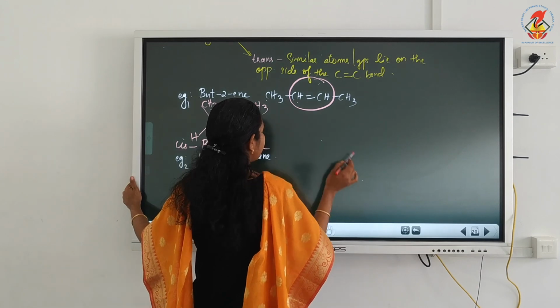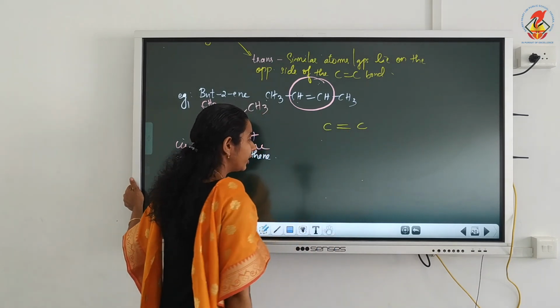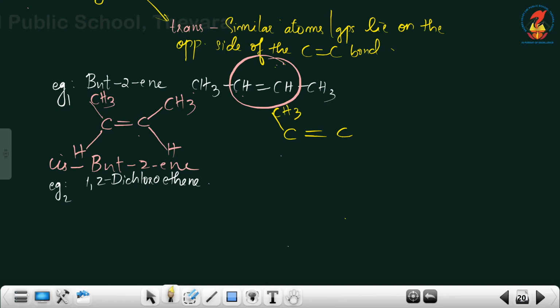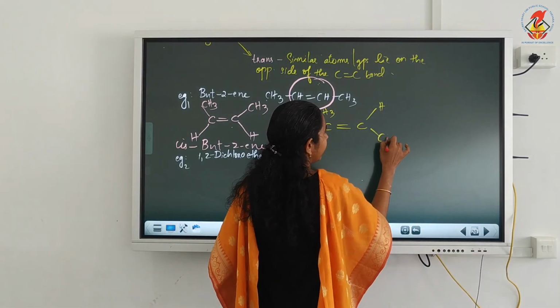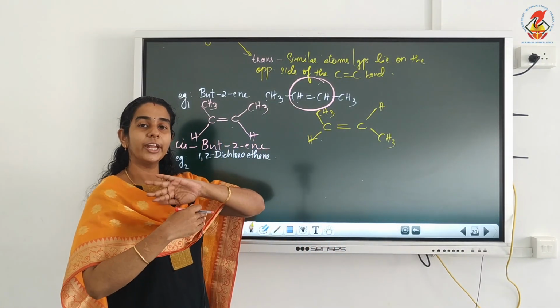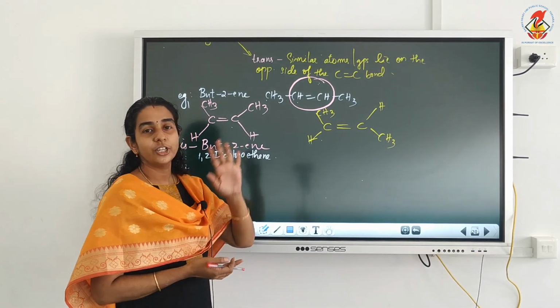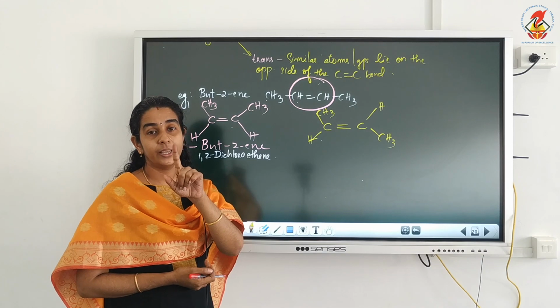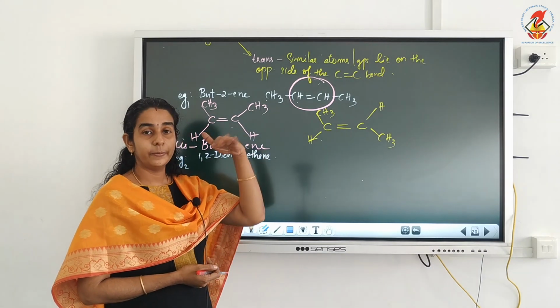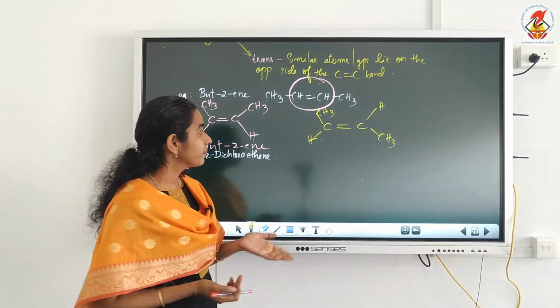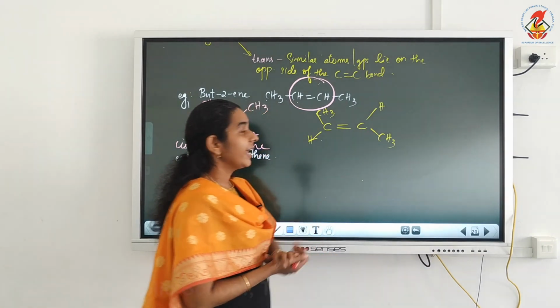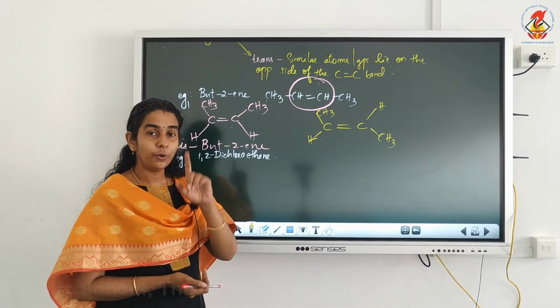Now how can we draw the trans isomer of this? Draw the double bonded carbons, and keep one side the same. Don't make any change on one carbon, just interchange the groups present on the second carbon. So hydrogen will come here, CH3 will come here, or just rotate 180 degrees. Don't exchange the groups on both the carbon atoms, or it will look the same again. Just interchange the position of groups on any one carbon.